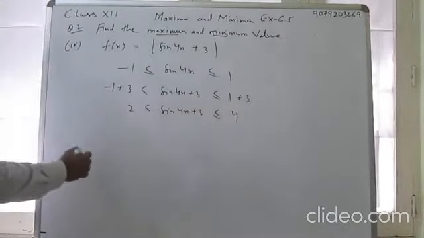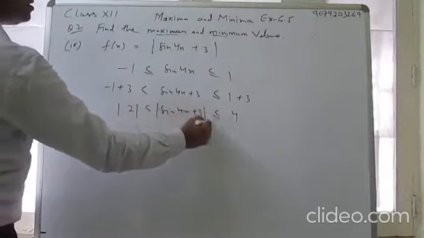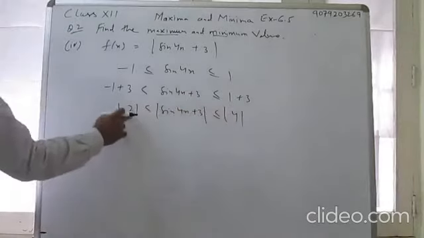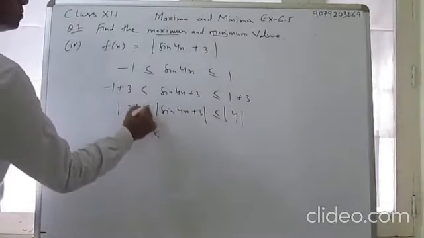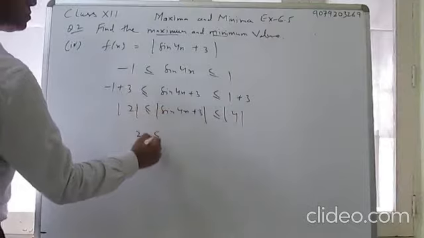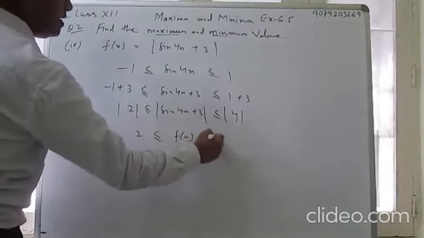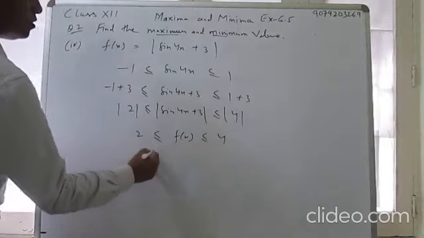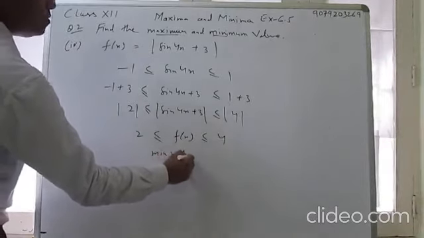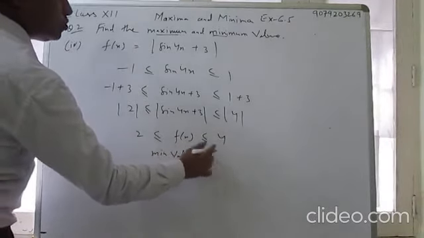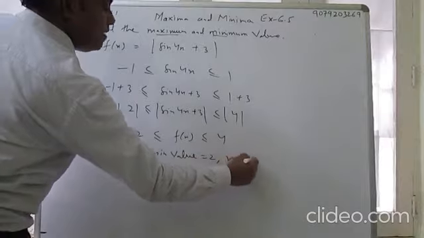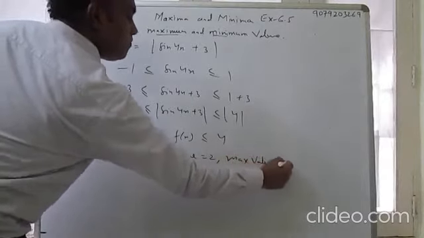Taking modulus on both sides, modulus of 2 is 2, it is f(x), and it is 4. So minimum value is 2, maximum value is 4.